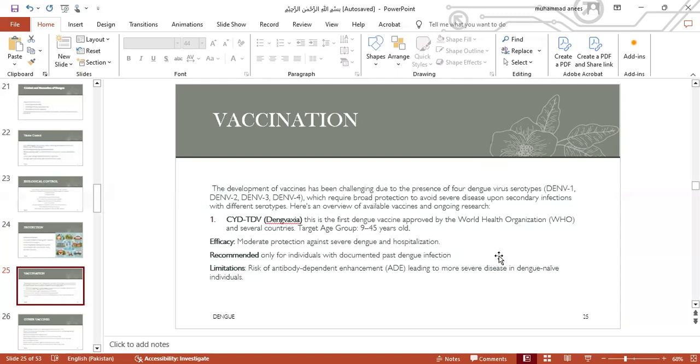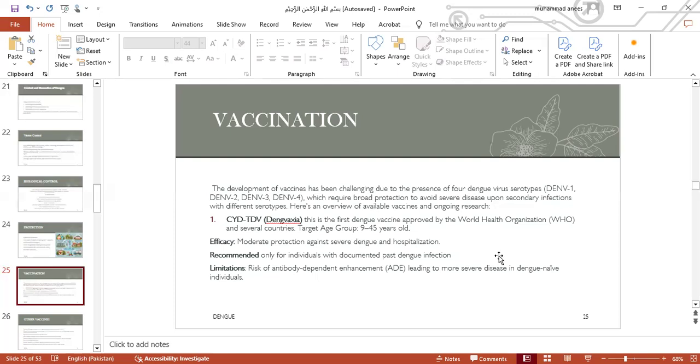Number one is CYD-TDV, which is also called Dengvaxia. This is the first dengue vaccine which is approved by the World Health Organization in several countries. The target age group is 9 to 45 years of age. So it is a tetravalent live attenuated recombinant vaccine. It protects against all the serotypes of dengue virus.